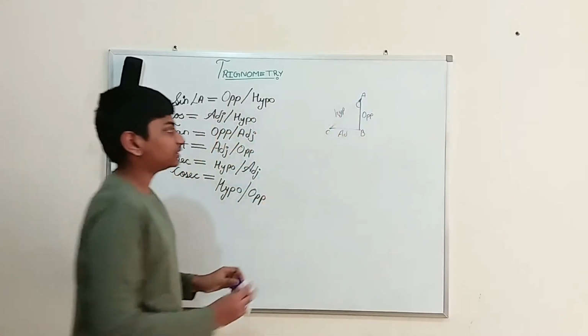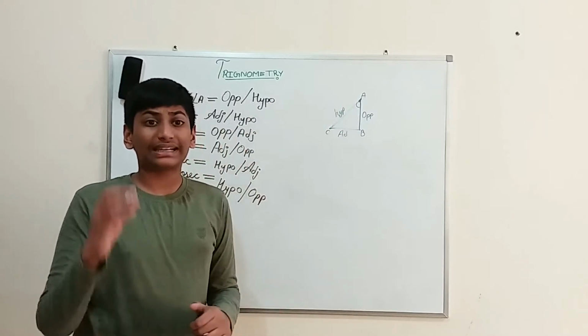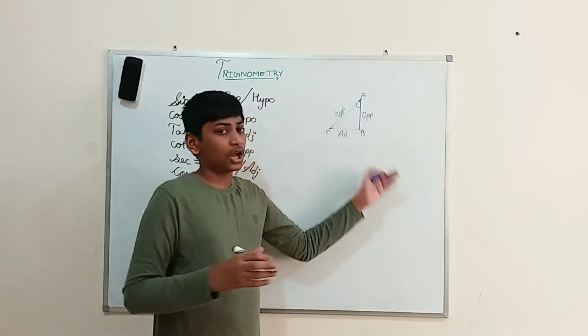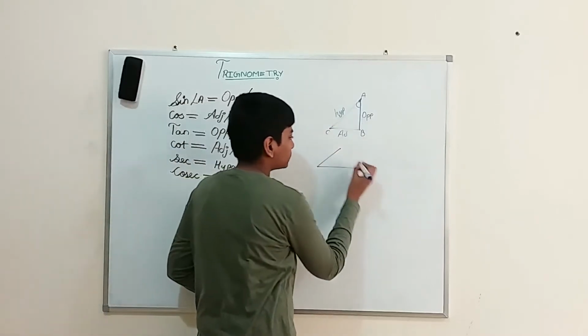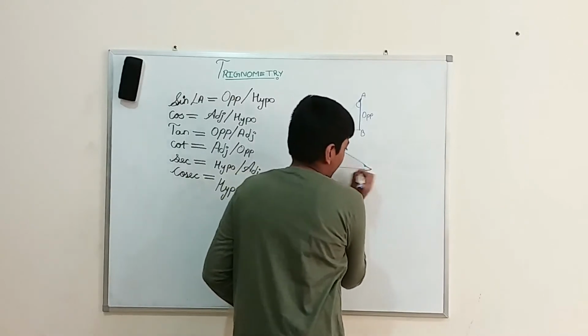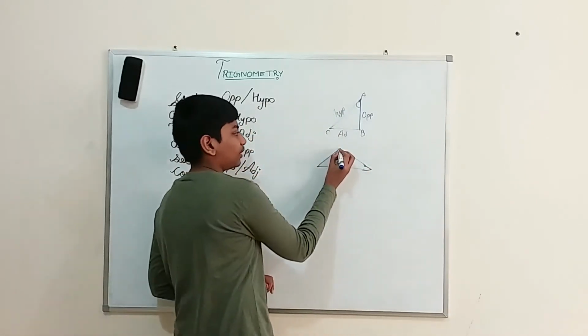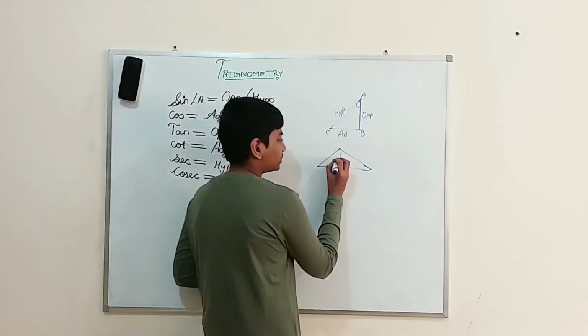Okay, so suppose there is a triangle like this. In trigonometry it is always a right angle triangle. Only then can we find the opposite, the adjacent and the hypotenuse. For example, if it is not a right angle triangle, what should I do? I should divide it into two right angle triangles, so I will get an opposite side.